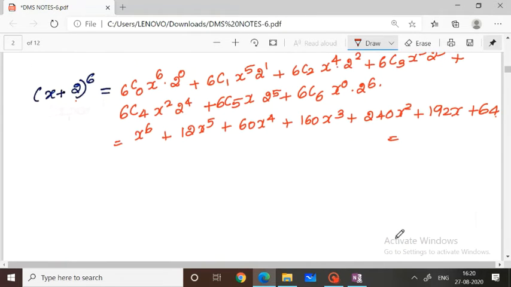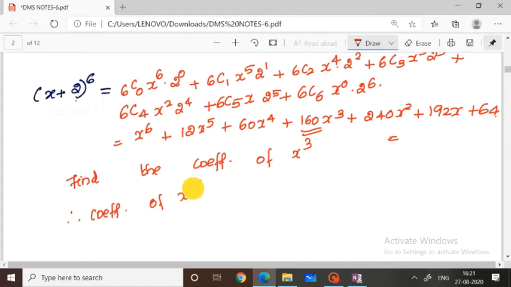If suppose there is a question like this, find the coefficient of x raised to 3. That means the answer is 160. So you have to write the answer as, therefore the coefficient of x raised to 3 is equal to 160.